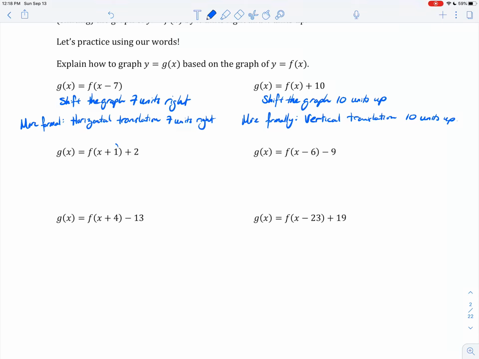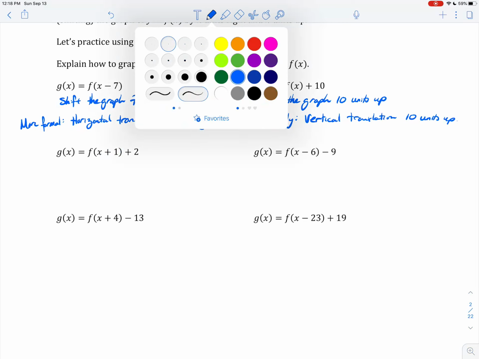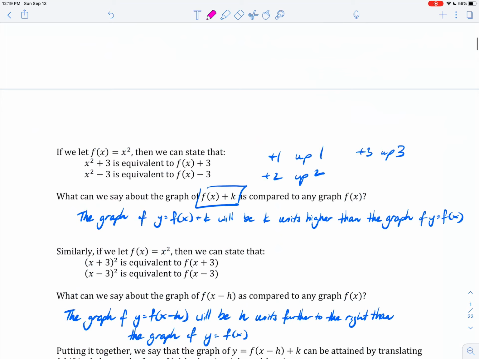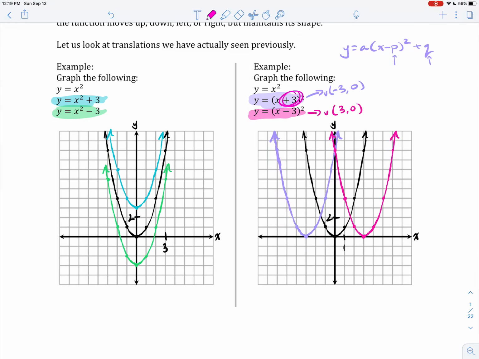Going into here, let's use different colors. What colors do I want to use? I'll say that this means that there is a horizontal translation. This is a plus one, not a minus one. So we must be going left instead. And that's just as up here, with this being a plus, we ended up shifting left.